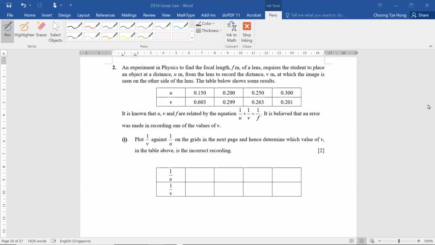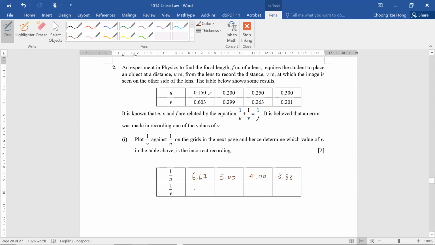But in order to plot 1 over v against 1 over u, we will need to calculate the 1 over u values and the 1 over v values. This is very easy to calculate. For example, for the first value of 1 over u, you take 1 divided by 0.150, and to 2 decimal places you get 6.67. Then you do the same thing for all the other values, so you should be able to get these values.